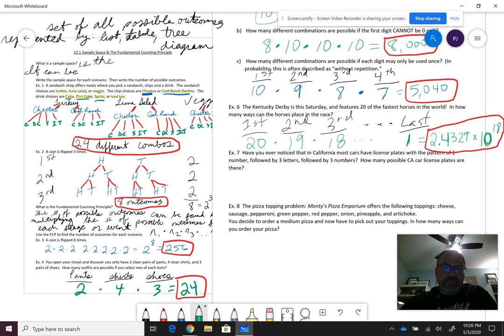Let's see. Number 7. This is the last one I'll be able to get to because we're running out of time here. Have you ever noticed that in California, most cars have license plates with a pattern of one number followed by 3 letters followed by 3 numbers? How many possible California car license plates are there?